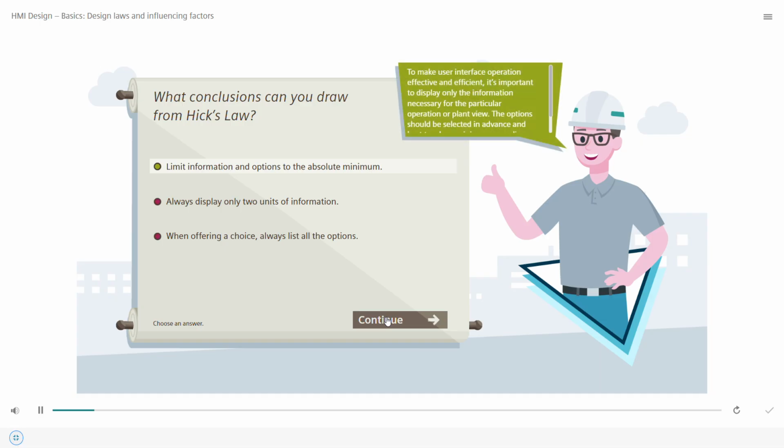To make user interface or operation effective and efficient, it's important to display only the information necessary for the particular operation or plant view. The options should be selected in advance and kept to a bare minimum according to the less is more principle.